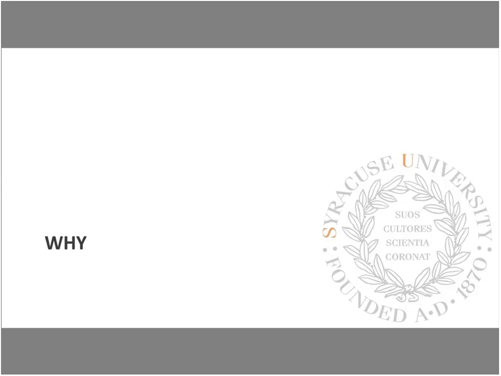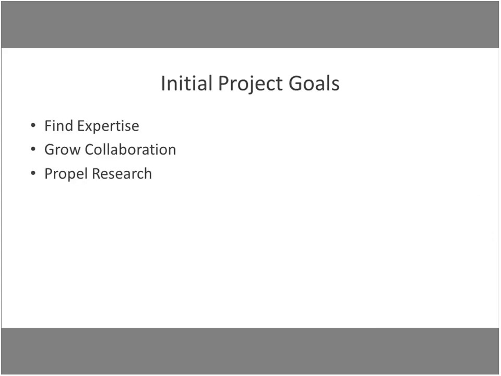So why did we implement this? Well, these were our initial project goals. And looking at these initial project goals, probably many of your campuses have similar goals. If you're looking at big general goals for an institution: find expertise, highlight the expertise you have on your campus, grow collaborations, grow research. This is not unique to where we are right now at Syracuse.